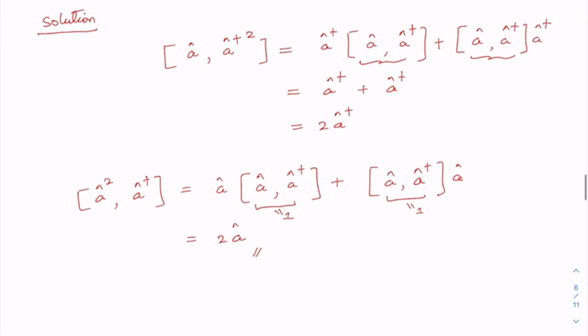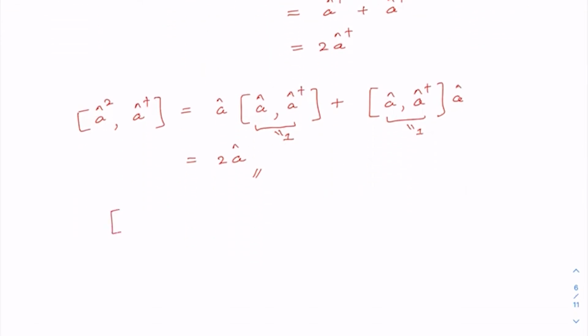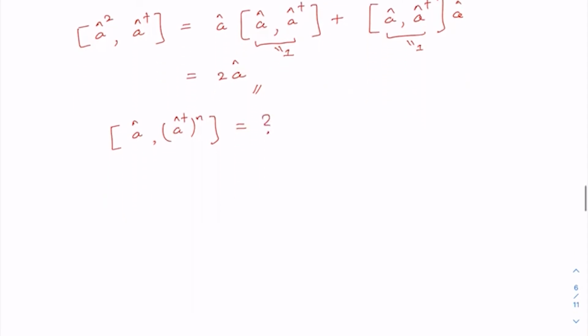Now we have to find out this general relation where we have a dagger to the power n, where n is a positive integer. So what is this? Let us proceed as follows.